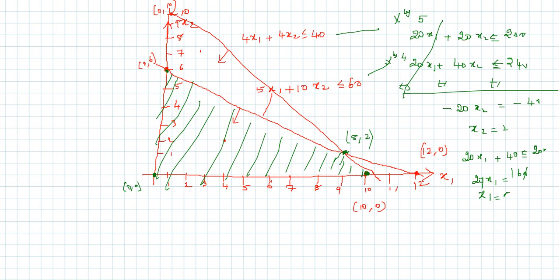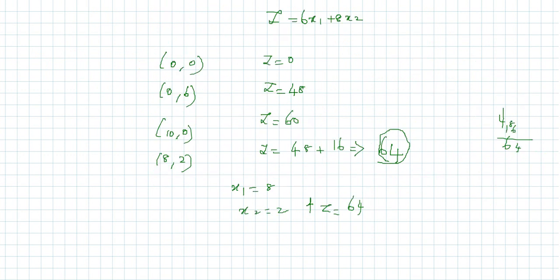So you have to take those points and substitute in z. For the first point, you'll get 0. For the second, it's 48, the third is 60, and the fourth one is 64. Since the objective function is maximization, you have to calculate the maximum of these values. The maximum value is 64, so you'll be getting x1 is equal to 8 and x2 equal to 2. So the solution to get the maximum profit of this objective function is to assign x1 equal to 8 and x2 equal to 2. Thank you.